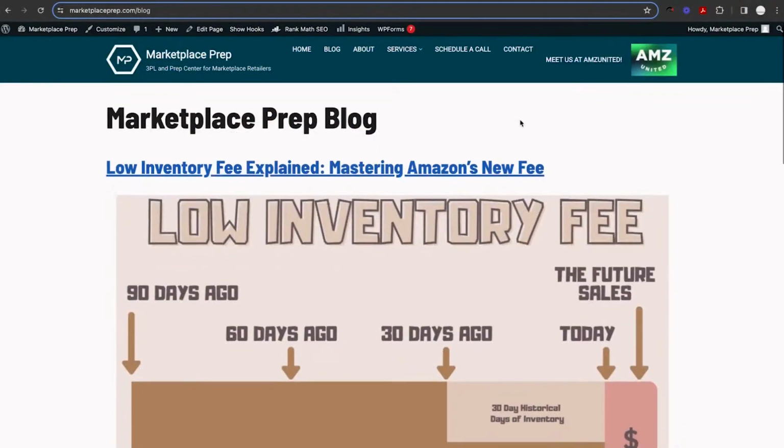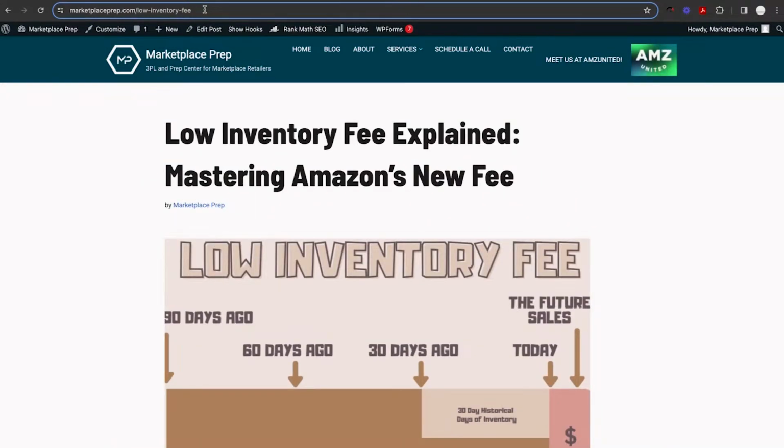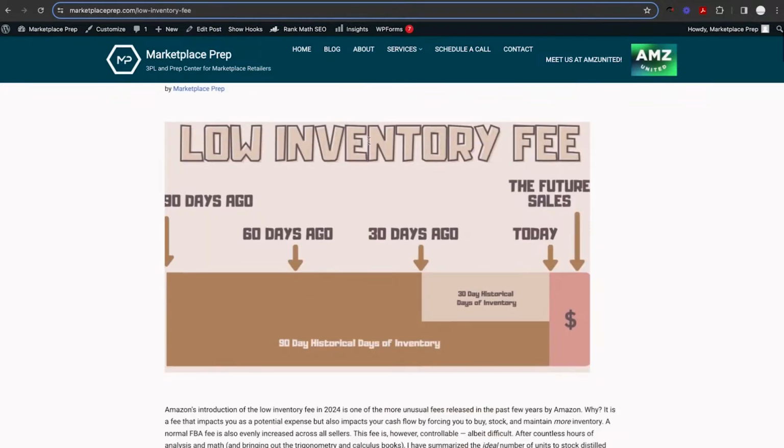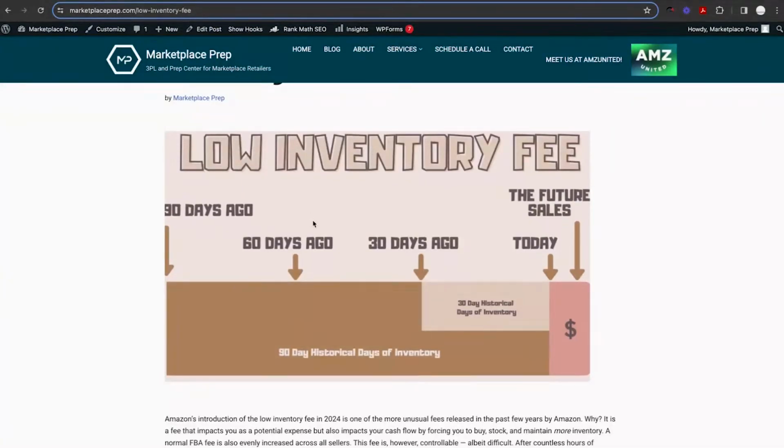Cool. So for those that want to review the article, I'm sure there'll be a link out there, and I'll put it in the marketplaceprep.com show notes below as well. /low-inventory-fee. Little infographic here. This might help some people. I have another one on Instagram and stuff like that. It's basically showing you the timeline for this. It's a future fee. It's not a retroactive fee. So it's taking this data and applying it to the future sales.